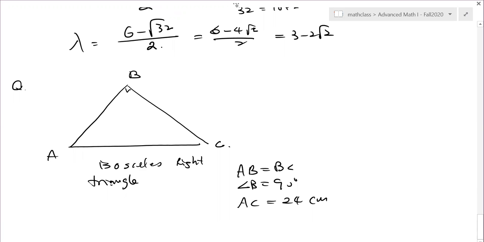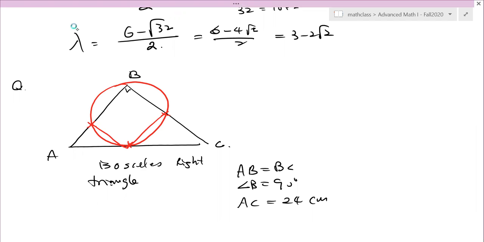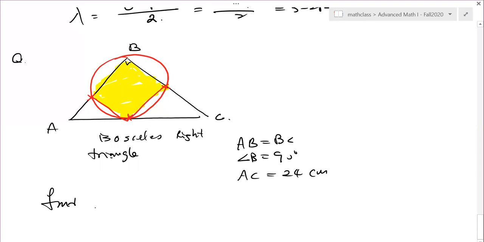So I'm going to draw a circle. I'm drawing a circle passing through these 2 points. So I got 2 intersection points, and this is another point. What I want to do is find the area of this region, the area of the shared region.